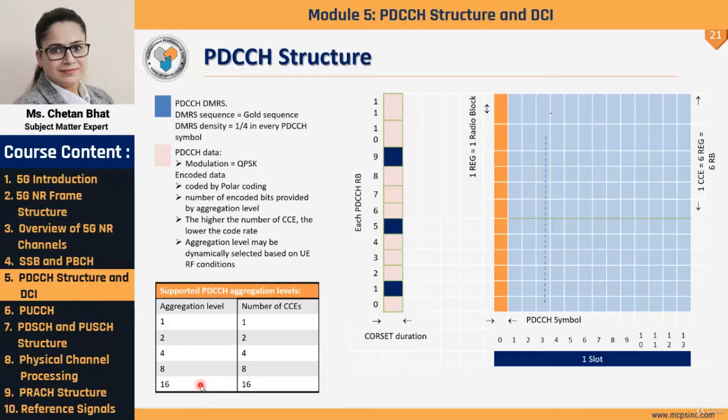poor, right? Because the higher the aggregation level, the more coding bits we will be using in order to protect the data on the air interface channel.